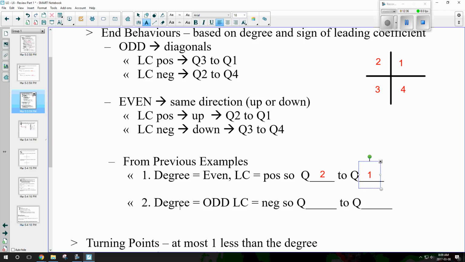For the second example that we did on the previous page, we had a degree of 3. So our degree is then an odd value. And we had a leading coefficient of -2. So we had a negative leading coefficient. So it's an odd degree with a negative coefficient. And when it's odd, we know it has to be diagonals. And because it's negative, it has to be the diagonal of 2 to 4.